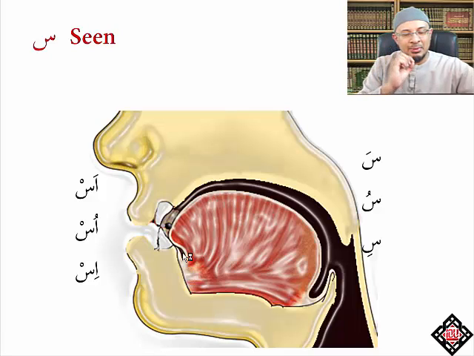Seen, as long as the tip of the tongue is at the bottom tooth, touching the bottom tooth, and just exhale a little bit and you're done. That is the proper sound of the seen. As, sa, su, si, as, us, is. Okay, that's the seen.